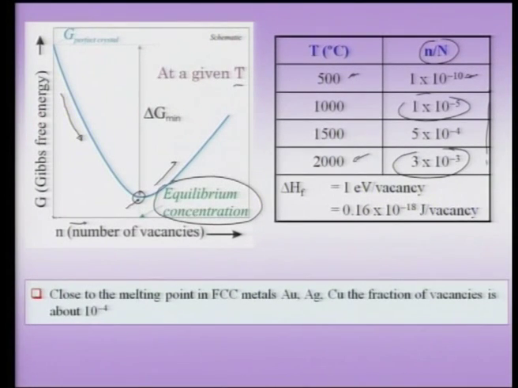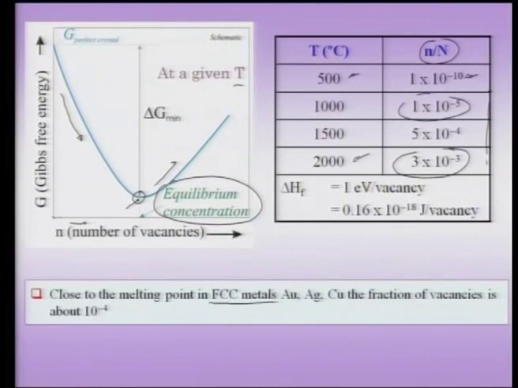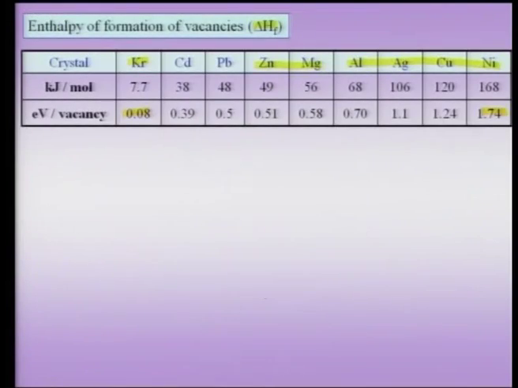So let me take a typical example of what kind of concentrations we are talking about. Suppose I am talking about FCC metals, and we already had seen the cost. The enthalpy cost of putting vacancies in this material is pretty large. It is between about 0.74 and about 1.1 electron volt per vacancy. Of course, you can also talk in terms of kilojoule per mole, which for nickel would be about 168 kilojoule per mole of vacancies.